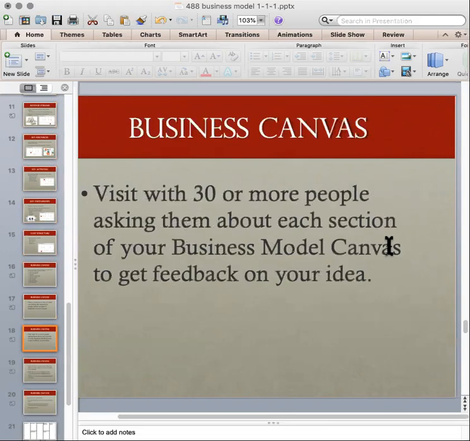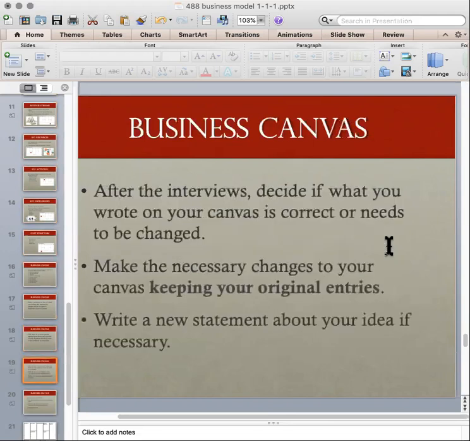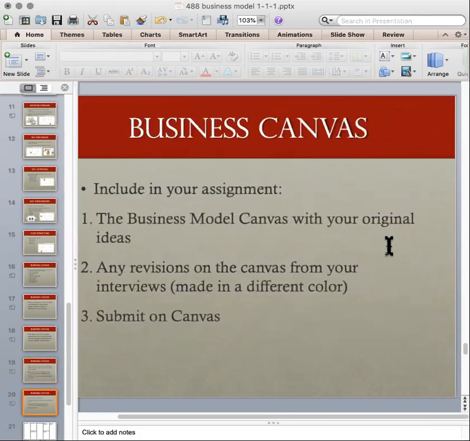Make sure to get feedback on your idea, whether that's positive, negative, things to change, things to improve upon, things to add, anything like that. After the interviews, you'll need to decide what and if you wrote on your Canvas is correct or needs to be changed. Make the necessary changes to your Canvas, keeping your original entries in black and making the revisions in red. If you need to strike anything out, make sure it's left on there, but just strike it out with a line. Then finally, make a new statement about your idea if necessary.